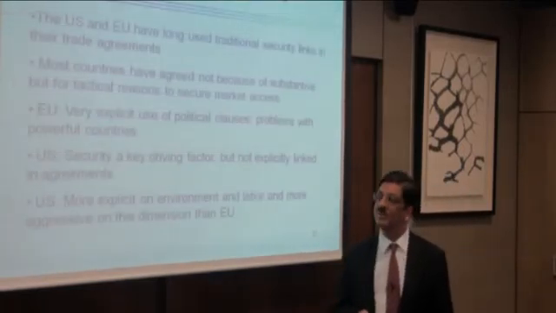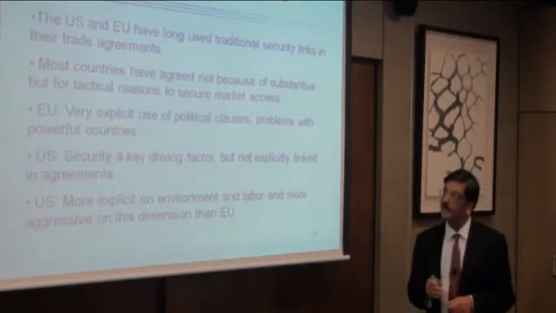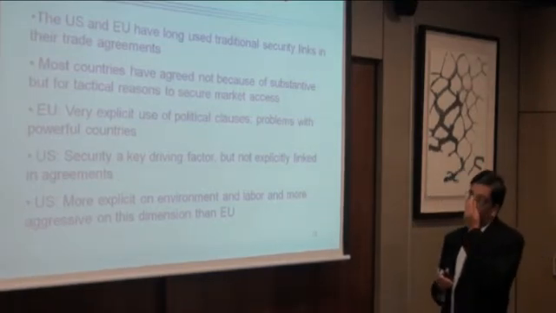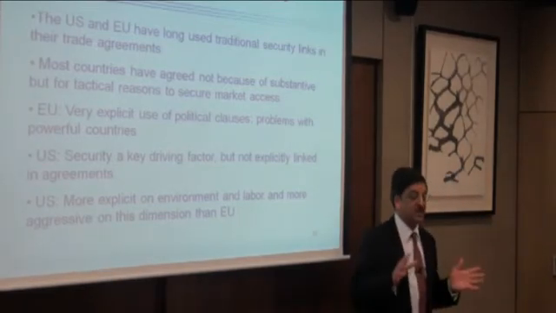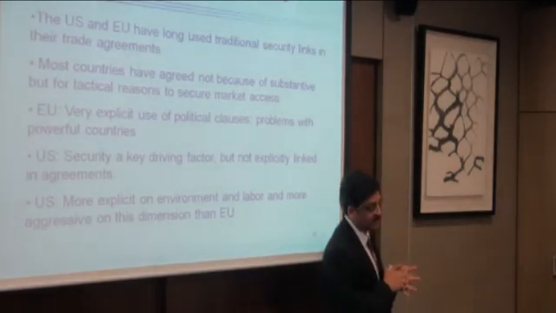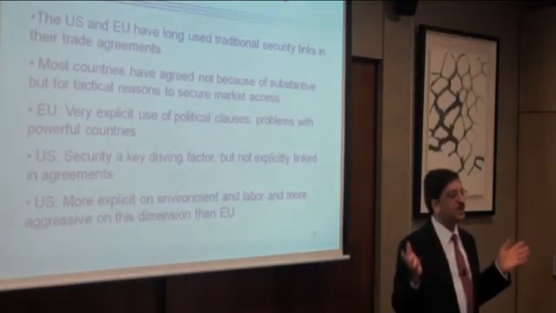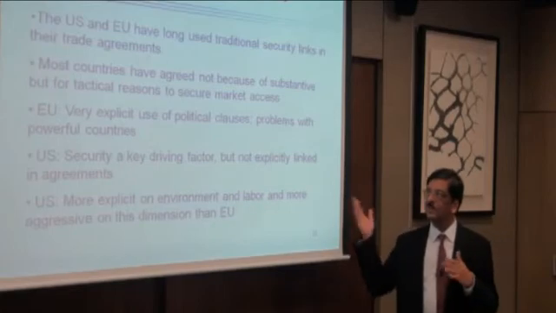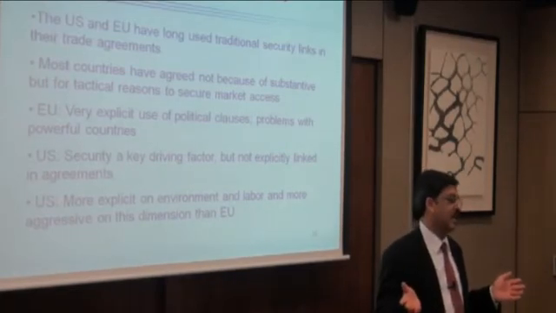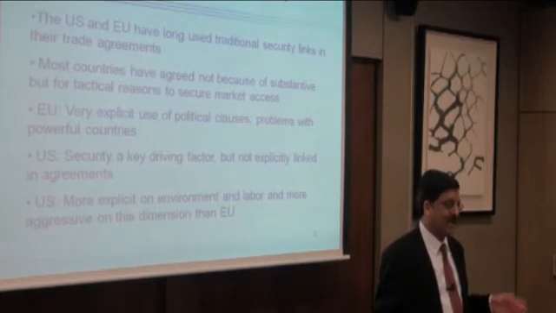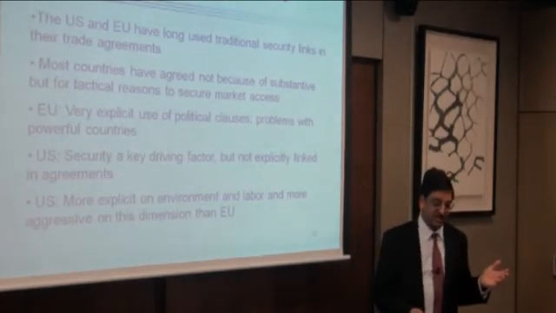So let me just conclude now and do a little bit of a comparison. This is the paper I'm still writing. It's in progress, so I can't say I've done it. But basically what we've seen is that both the EU and US have used traditional security linkages in their trade agreements. It's quite clear they've done that. And from looking at the evidence, in the little mini case studies I've done, it would seem that other countries really agreed not because of substantive reasons, but for tactical reasons. That may not come as a big surprise, but basically, other countries are going along because of power.